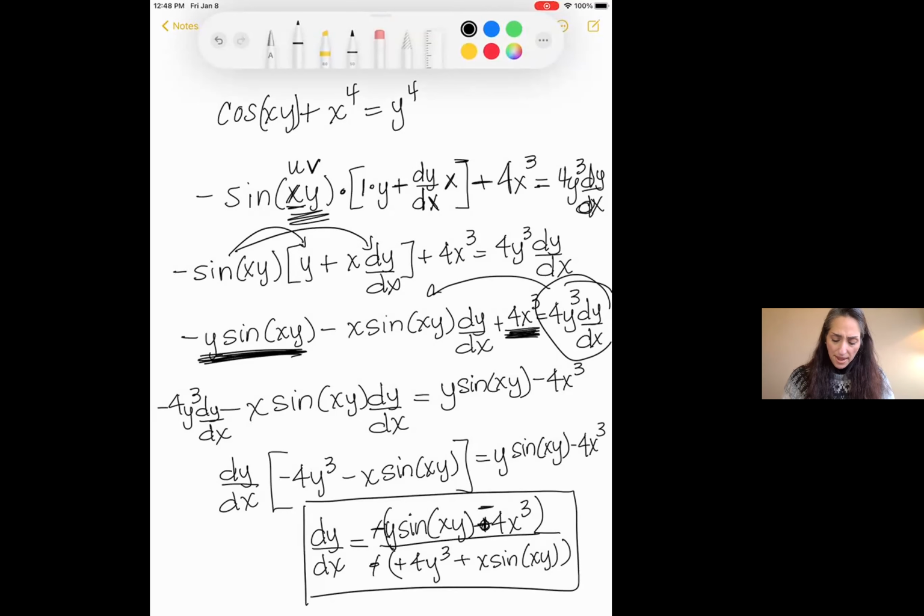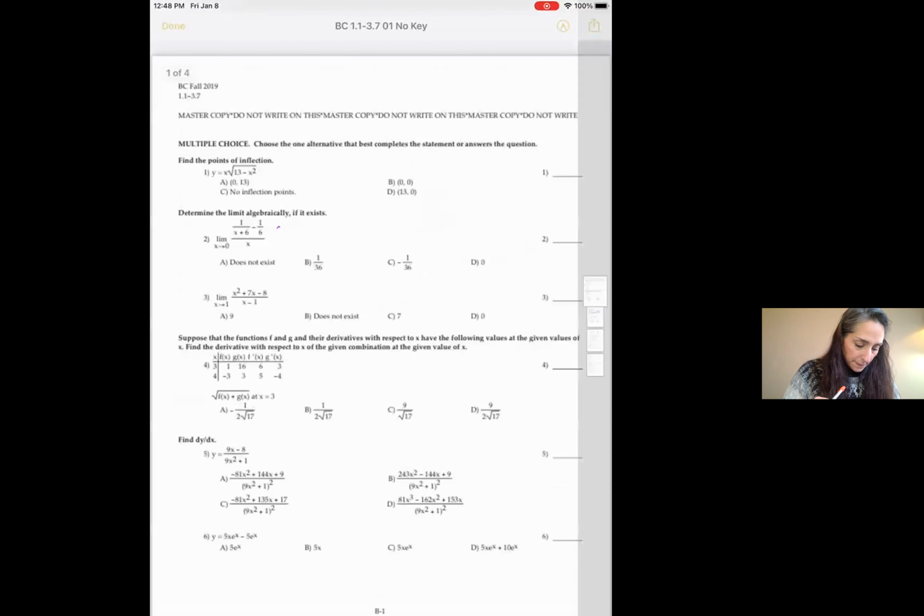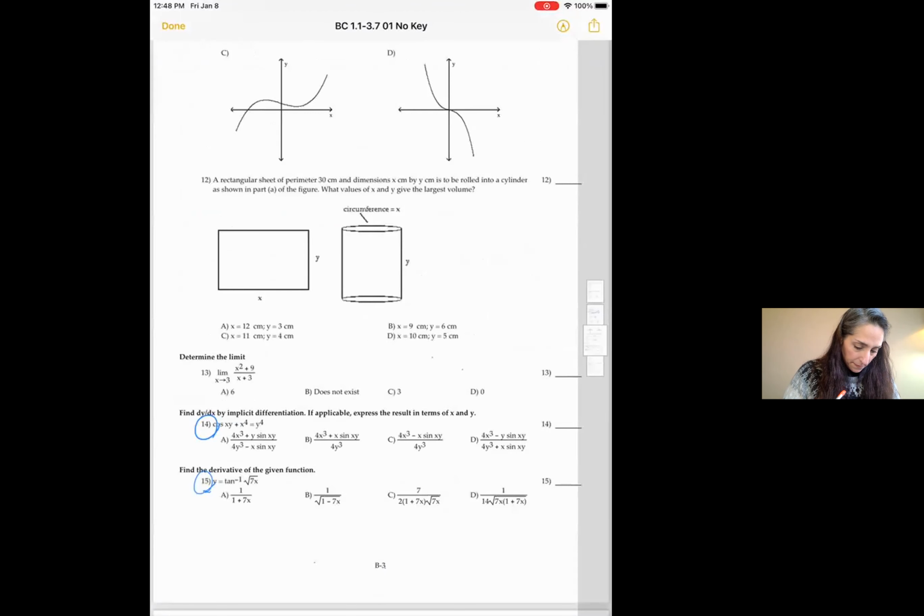I think it matches up with D. I believe that your answer is going to be D with that one. It's either, yeah, it's got to be. Ask me about that one if it still doesn't make sense to you, but I think it matches up. It ends up matching up with D.